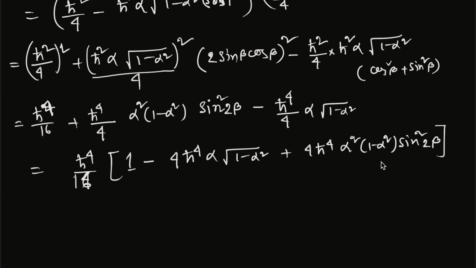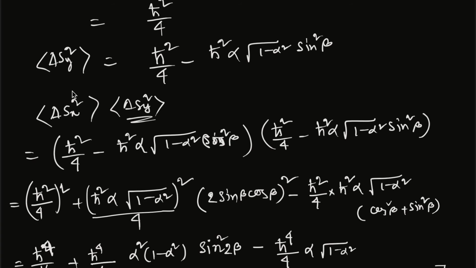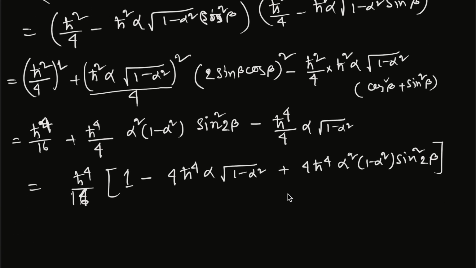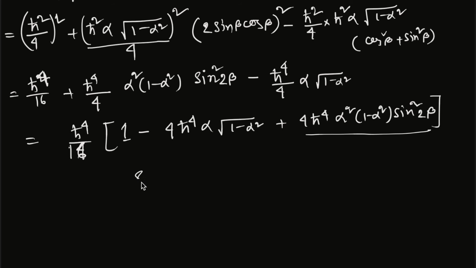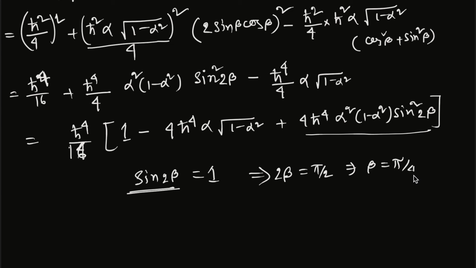Now if we want to maximize this multiplication, we have to maximize these terms first. So this term will be maximized when sine 2 beta is maximum. The maximum value of sine 2 beta is 1, and from here we can calculate 2 beta is equal to pi by 2, sine pi by 2 is equal to 1, that means beta equal to pi by 4.